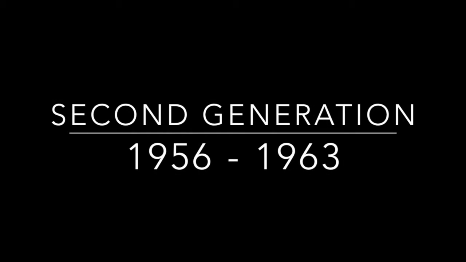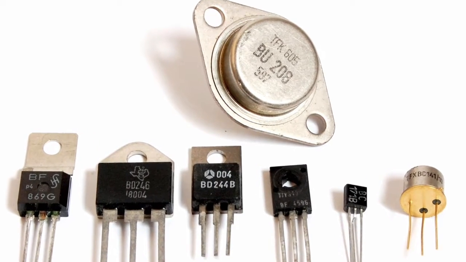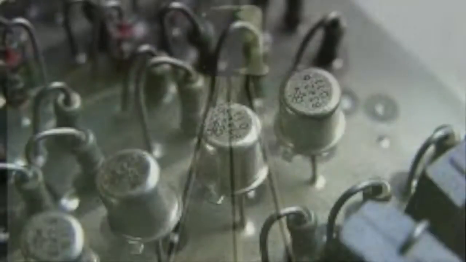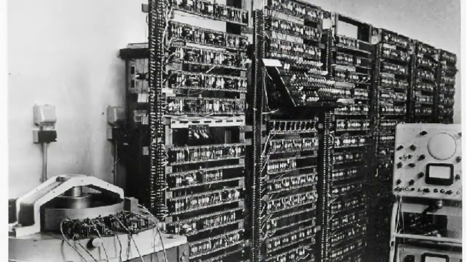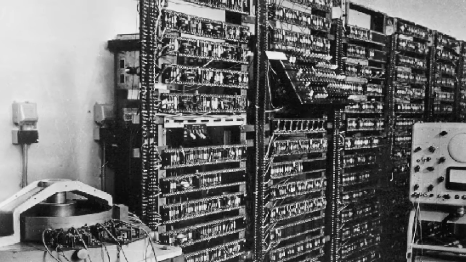The second generation, 1956 to 1963. The second generation of computers used transistors. The transistors were invented in 1947 but did not see widespread use in computers until the late 1950s. With these transistors replacing vacuum tubes, computers became smaller, faster, cheaper, more energy efficient, and more reliable.